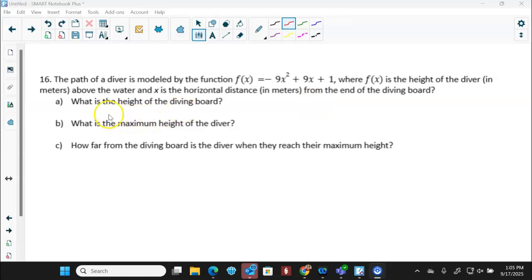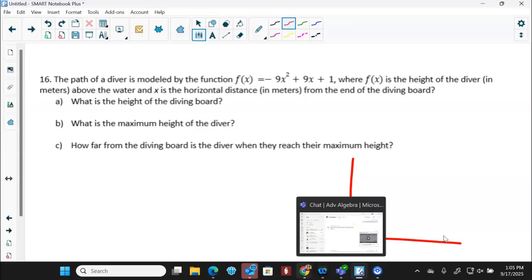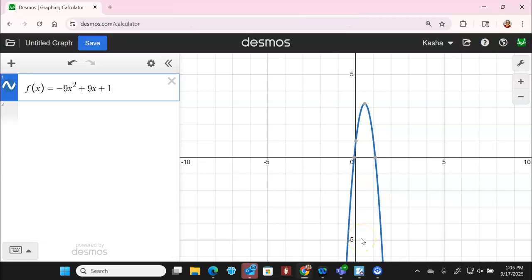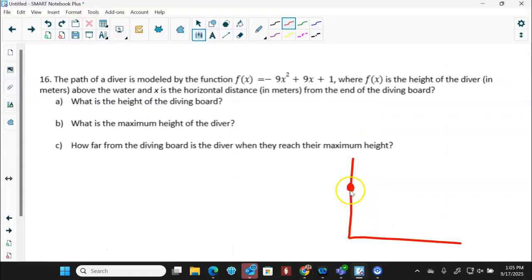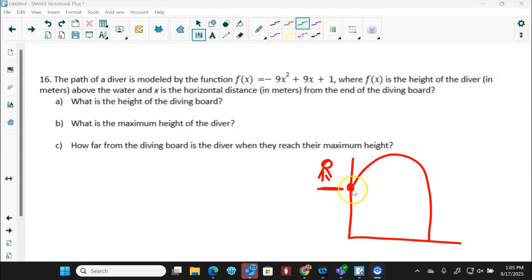Now, it's asking you a few questions, like, what is the height of the diving board? So I always want you to remember that in a real-life situation, you're only going to look at the positive quadrant, right? So in this case, here is the graph. Again, we're only looking at a positive situation. So when you're drawing it, the board is going to be somewhere here, or the podium of the rocket or whatever, and it goes like this, right? So you only have a few points that you need to pay attention to. It's always the y-intercept point, which is right here.